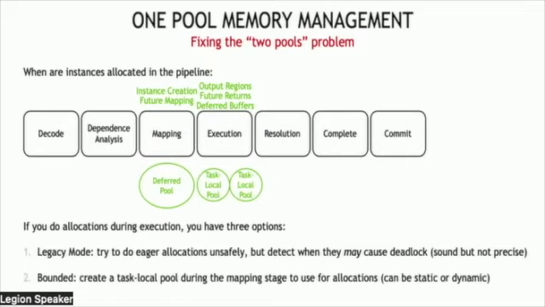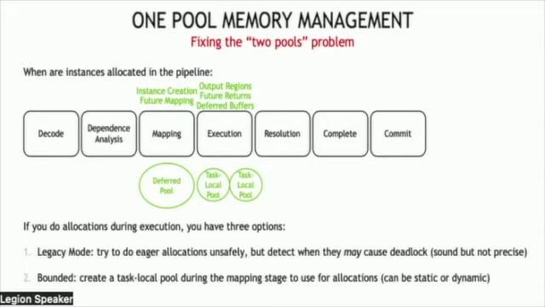So the second mode is to create, for every task launch that you do at mapping time, these little task local pools that will be used to satisfy all the eager allocations that you have to do during the execution stage of the pipeline. That requires you to put a bound on how big that pool is. You can do it at mapping time dynamically, or statically when you register the task variant, saying this is the size of the pool that I need to run this task in each of the different memories.